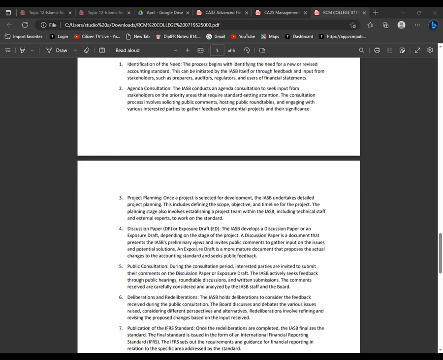The ISB develops a discussion paper or an exposure draft depending on the stage of the project. A discussion paper is a document that presents the ISB's preliminary views and invites public comments to gather input on the issues and potential solutions. An exposure draft is a more mature document that proposes the actual changes to the accounting standard and seeks public feedback. Now, ladies and gentlemen, please listen to me very well.